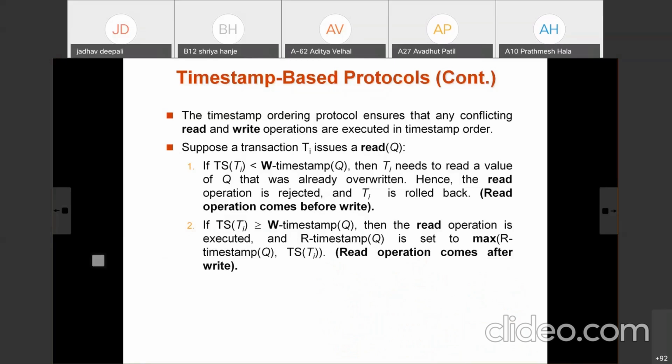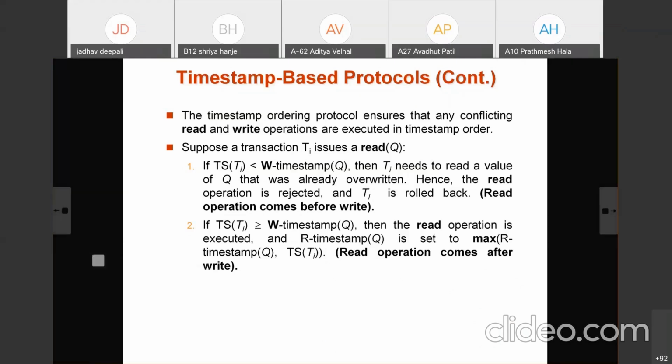Next, write Q and read Q is also conflicting, and write Q and write Q is also conflicting. So read and write operations are conflicting when they operate on the same data item and any one of these instructions is a write instruction. While we consider this protocol, we consider this thing.